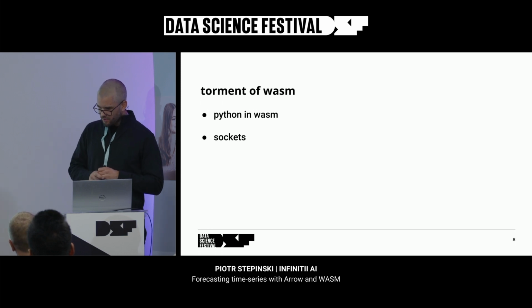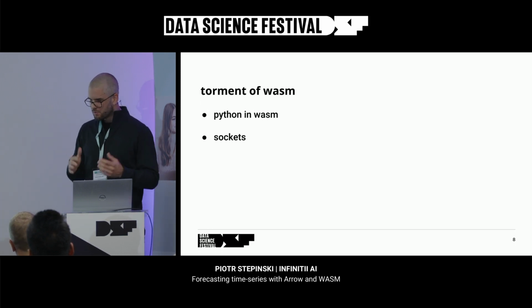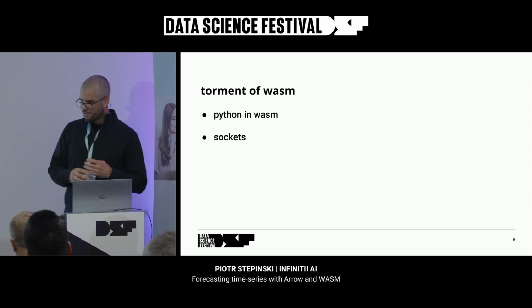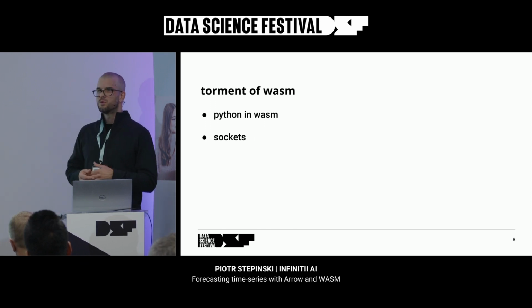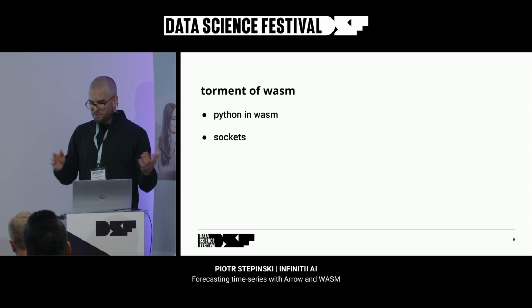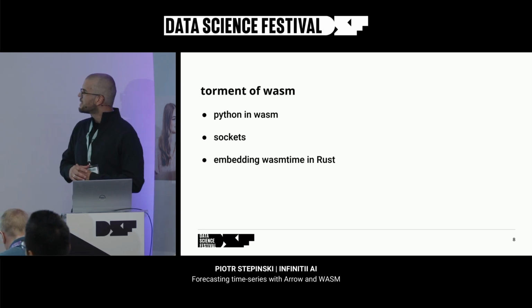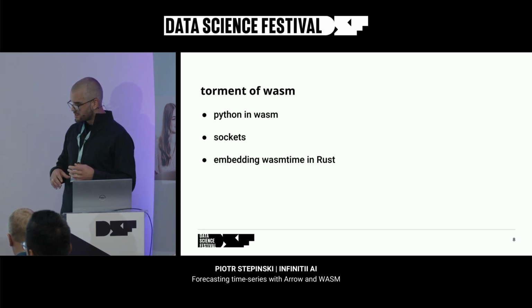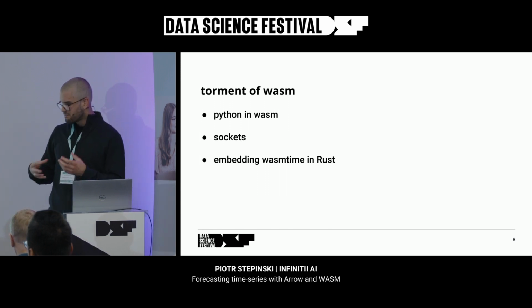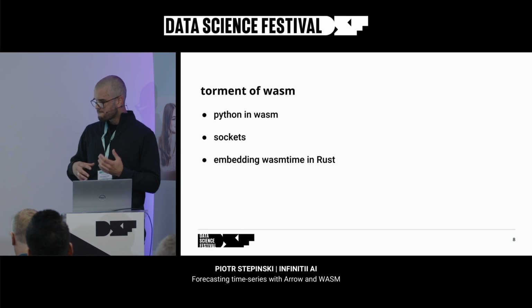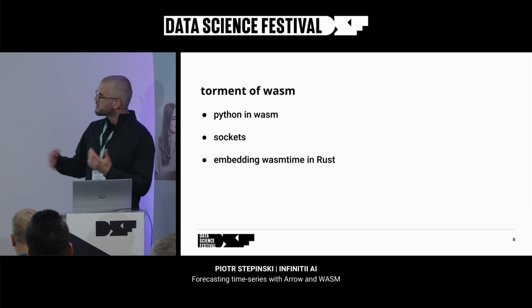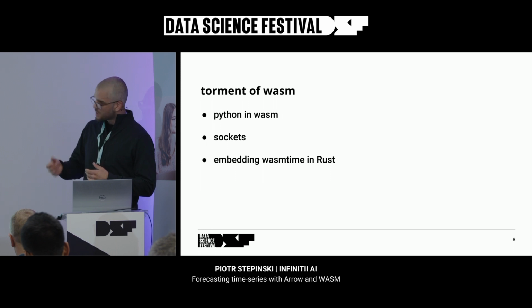Sockets are still not there in WASM, so you won't be able to do even simple things that you are used to doing in your computer program. You usually would like to use HTTP communication, something like that, for instance to exchange data. So I ended up trying embedding Wasmtime in Rust, preparing an example of how you can efficiently run a number of WASM modules in Rust.